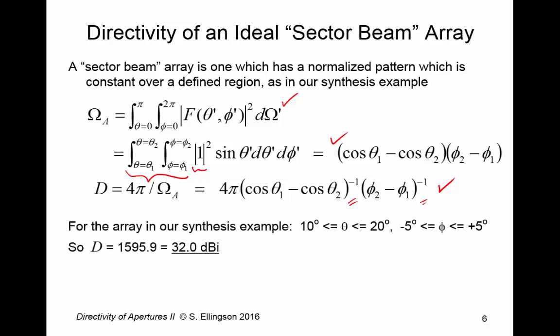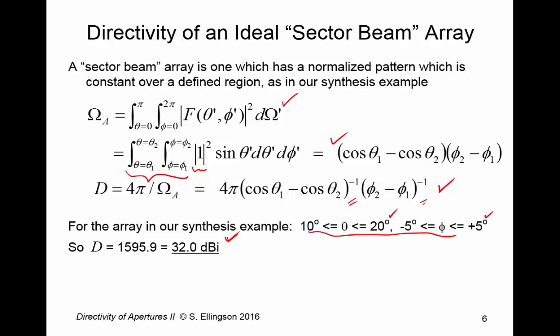We can apply this to our synthesis example. In our synthesis example, theta 1 was 10 degrees, theta 2 was 20 degrees, phi 1 was minus 5 degrees, phi 2 was plus 5 degrees. So the directivity turns out to be 32 dBi. This is obviously convenient for a number of reasons. One is it's very simple to compute. It also tells us what the ideal value is. In other words, if we were able to achieve a design which gave us exactly the specified pattern, we would know right away what the directivity was. We can also use this as a way to check our results.